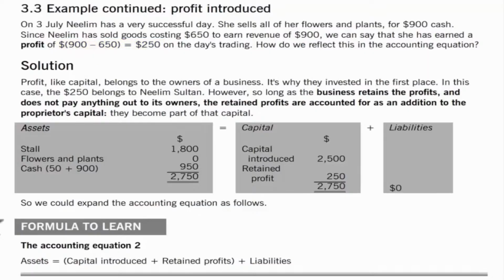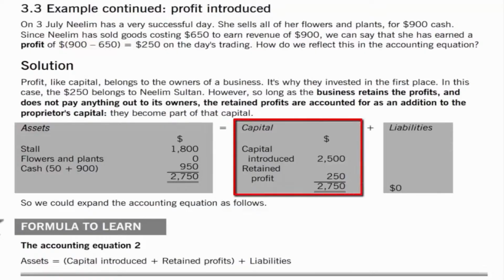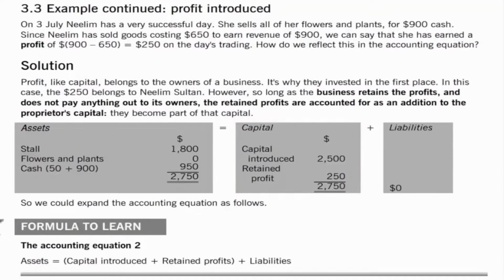3. Adding profit to capital. In accounting, profit is treated as an increase in capital as long as it is kept in the business and not paid out to the owner. In this case, Neelam is not withdrawing her profit, so it will be added to her original capital. Updating the accounting equation with profit. Let's see how the accounting equation looks after including this profit.